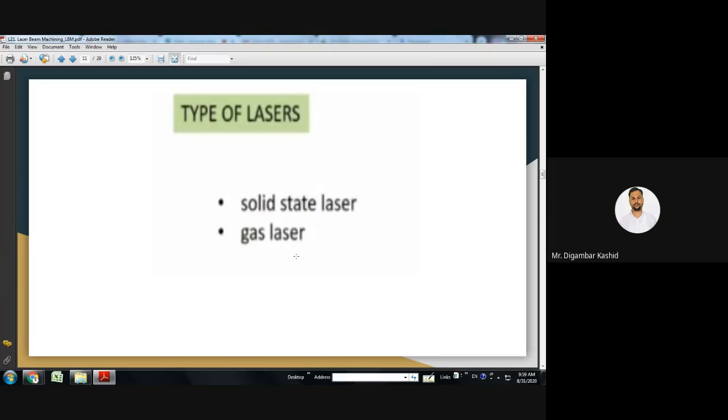So in the last lecture we were discussing laser beam machining, and we started the types of lasers. We'll begin with this point. There are different types of lasers like solid state lasers and gas lasers. First we shall discuss the different kinds of solid state lasers.